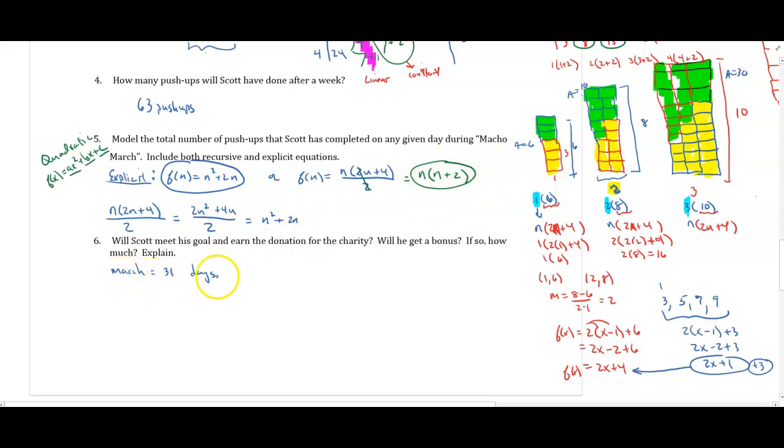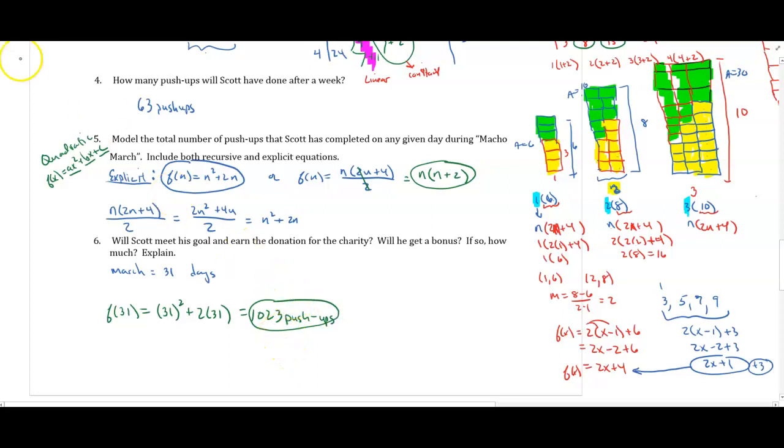So March has 31 days. I can use any one of these explicit rules to help me. If I use the first one, f of 31 equals 31 to the second power plus 2 times 31. If I plug that in my calculator exactly the way I see it, 31 squared plus 2 times 31 is going to give you 1,023. So in the month of March, he would do 1,023 push-ups for the month.